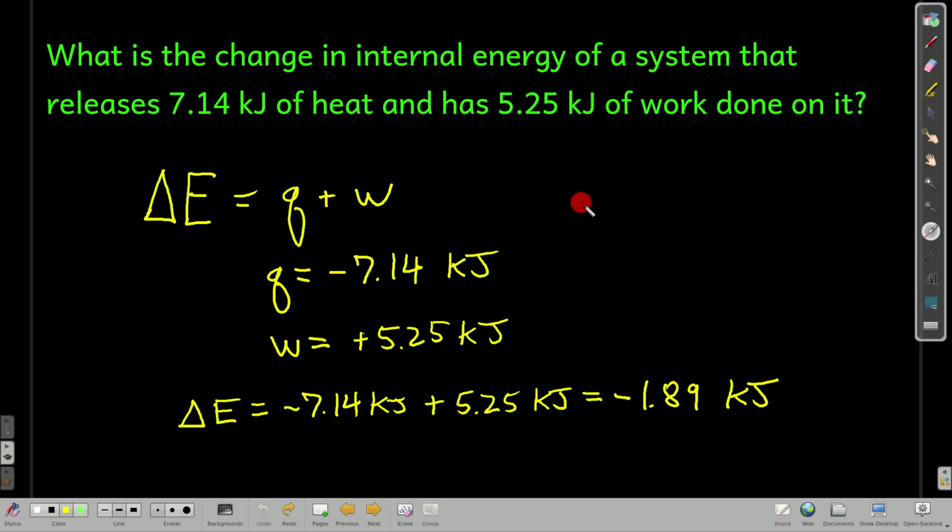So in this particular case, the system's releasing 1.89 kilojoules of energy overall. It's gaining 5.25 kilojoules by being compressed, having work done on it, but it's releasing more than that, 7.14 kilojoules of energy by loss of heat or thermal energy.